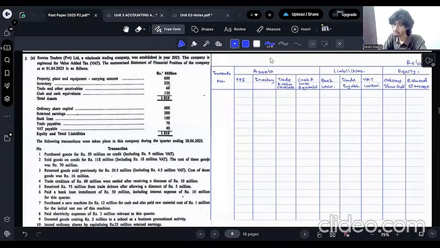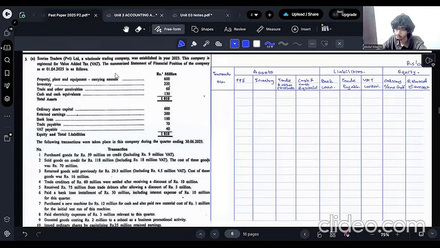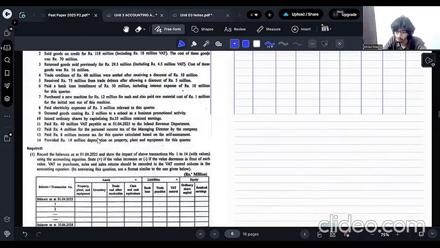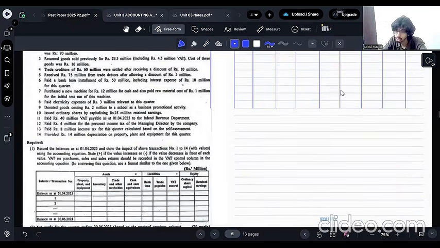So then moving on to the third question. Sunrise Traders Private Limited, a wholesale trading company, was established in the year 2023. This company is registered for VAT. The summarized SOFP of the company as at 1st of April 2025 is as follows. They have given the opening balances, and then they have given a few transactions and we have to record them in the accounting equation.